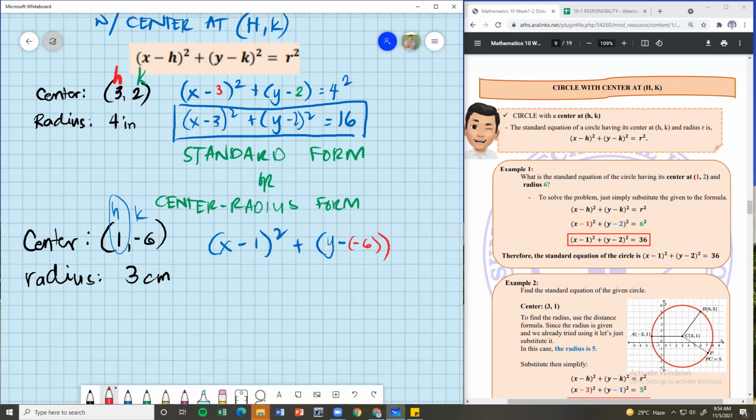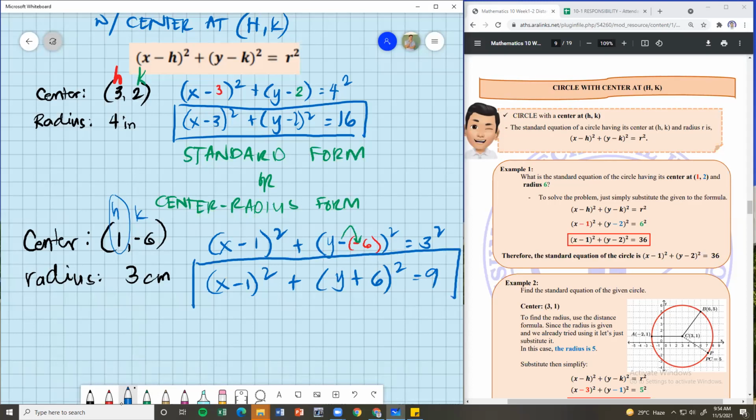Ayan, I'm glad your classmates noticed that. Squared is equal to 3 squared. Finally, this will be x minus 1 squared plus, oops, this one, minus negative will always make it positive. So that becomes y plus 6. We discussed this earlier in our distance formula. Squared is equal to 9. And that is our center-radius form.